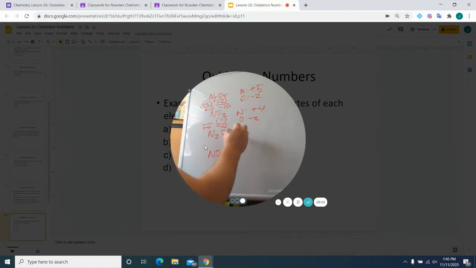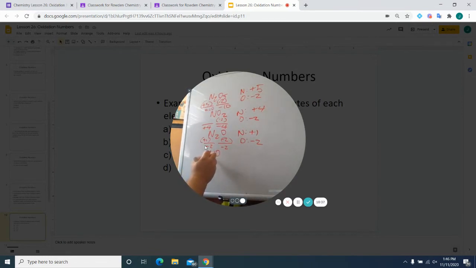N2O. Once again, we don't know nitrogen, but we always know oxygen. Oxygen is negative 2. So if oxygen is negative 2, there's only one of them, so just keep it at negative 2. And you need to have positive 2 to balance out the negative 2. However, there's 2 N's. So each N has to be plus 1, because plus 1 times 2 gives you that plus 2. So in this case, N is plus 1.